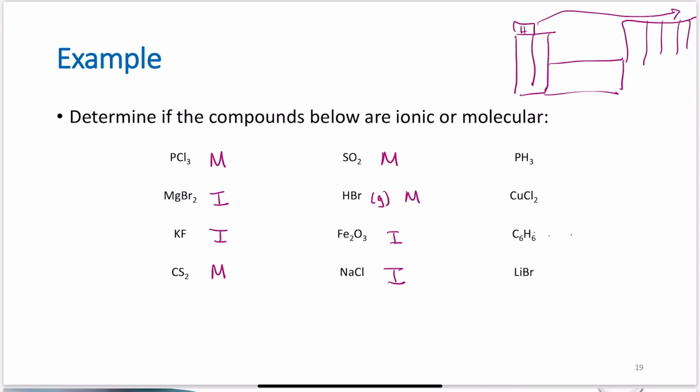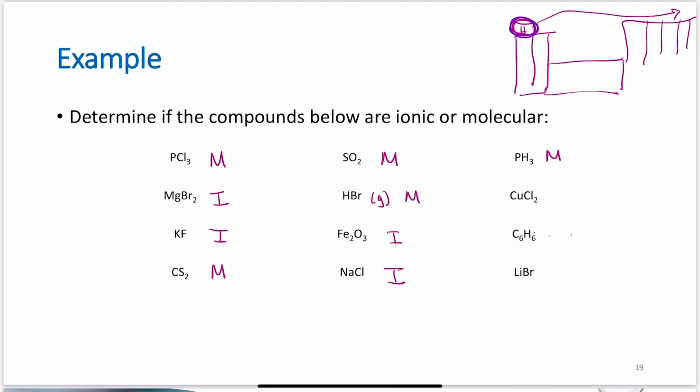PH3, P, we already talked about, is phosphorus. It is to the right of our stair step, so it is a nonmetal. And hydrogen, although residing here on the table, is in fact a nonmetal. So this will also be molecular.